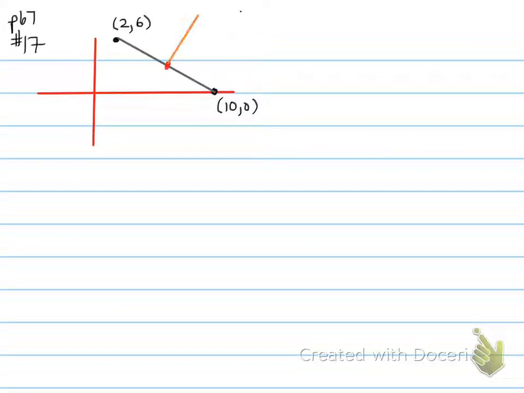All right, we're looking at page 67, number 17. A telecommunication company wants to build a relay tower that is the same distance from two adjacent towns. On a local map, the towns have the coordinates (2, 6) and (10, 0). So we need to explain how you could use the right bisector to find possible locations for the tower.